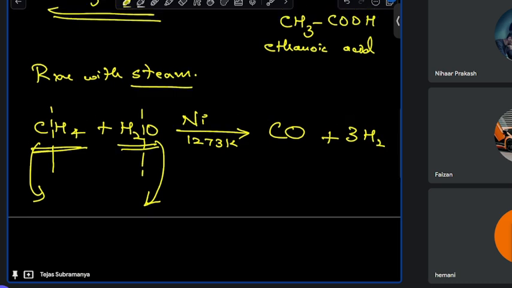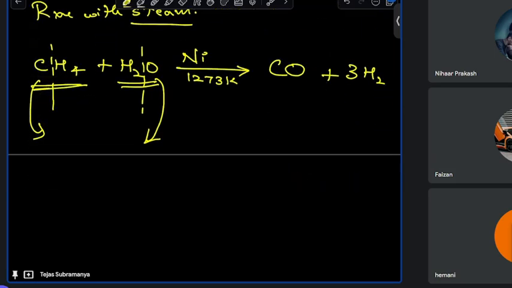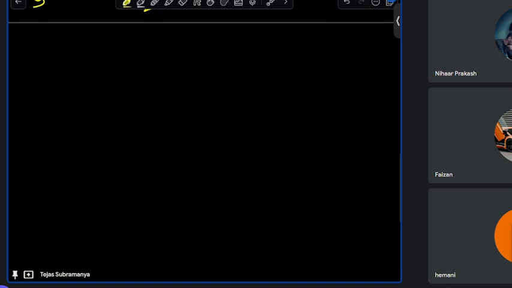Simple, straightforward. This is more like an MCQ or a fill in the blank kind of question. Okay. Next is isomerization. Very, very, very important. But I won't teach you this today because more than that, there's a concept called pyrolysis. This is more important.